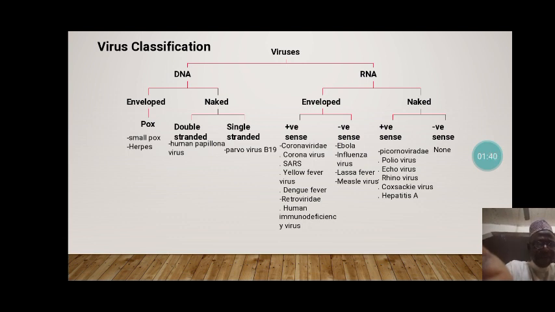Example of a DNA naked virus is the human papilloma virus. So also in the case of the RNA, we have the envelope and the naked. This can either be a positive sense or a negative sense enveloped, or a positive sense and a negative sense naked. Example of a positive sense enveloped RNA virus is the coronavirus. An example of a negative sense enveloped RNA virus is the Ebola virus.